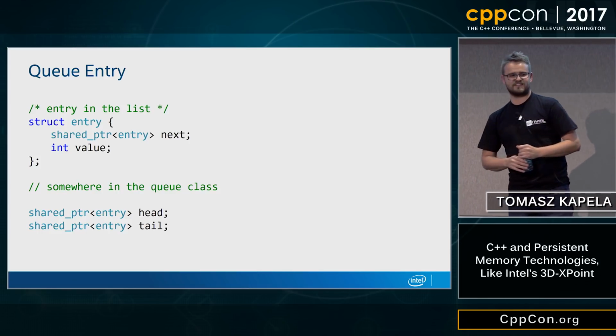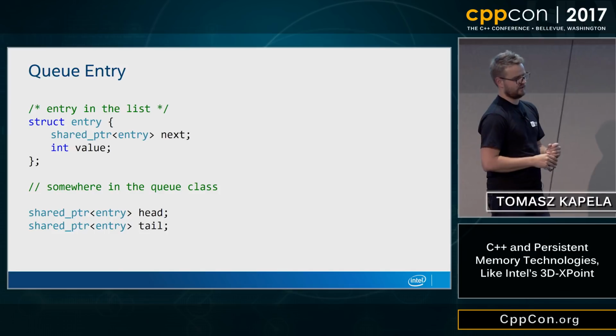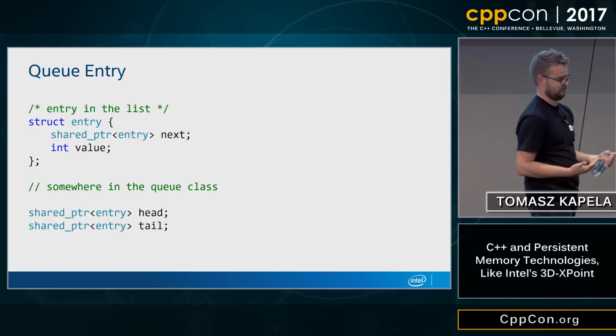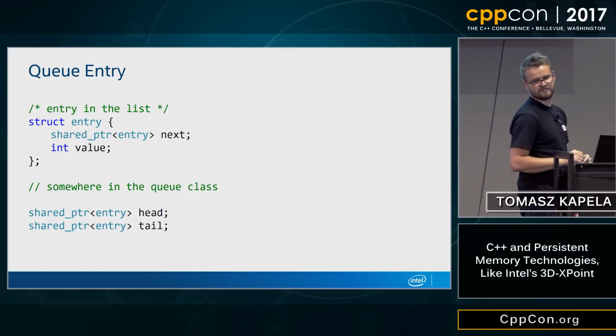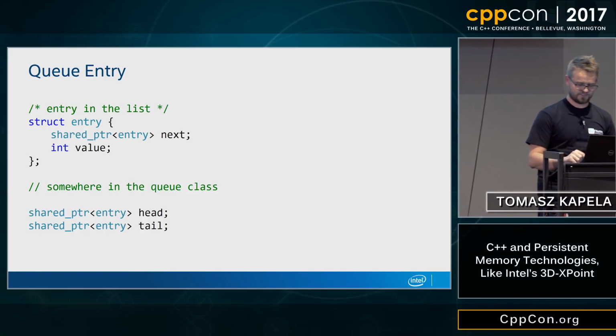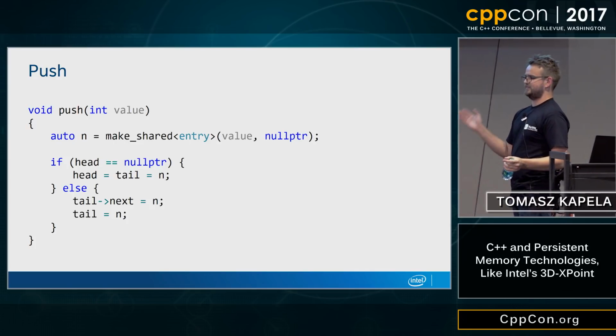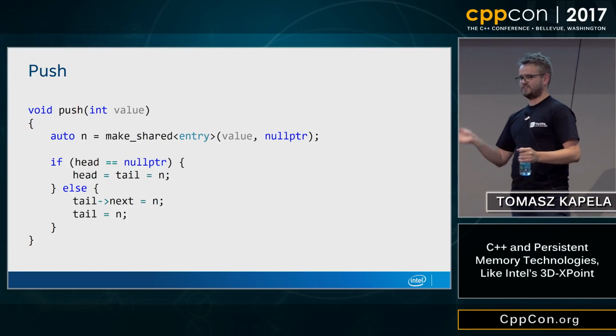It's a singly linked list with shared pointers, and we have a head and a tail because we want to push back and pop front. This is the only API that we'll be supporting. So we've got a push, which is trivial. You allocate, you update the pointers, and you're done.